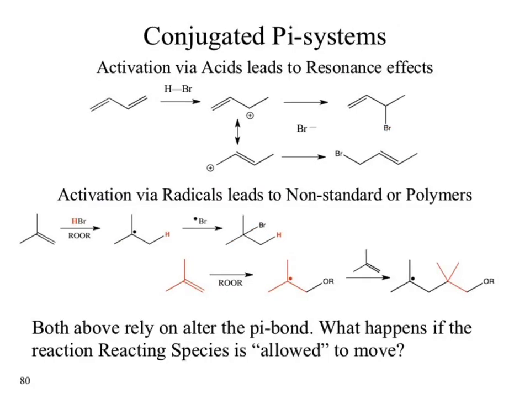Conjugated pi systems do all sorts of weird things. The conjugated pi systems we already saw with HBr, we end up with two potential products, kinetic and thermodynamic. We can do conjugated pi systems under radical conditions. Or sorry, this one isn't conjugated. We can do radicals by themselves, and they'll polymerize outwards. So we can get radical polymerizations.